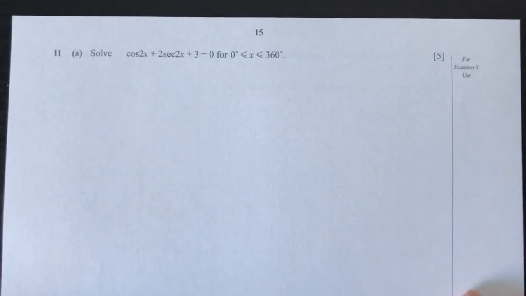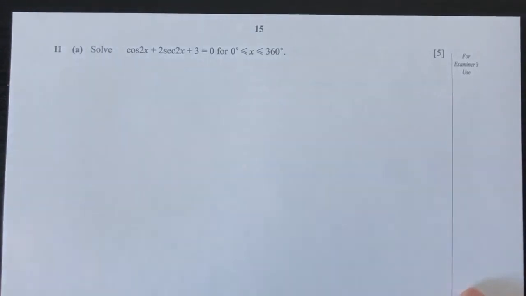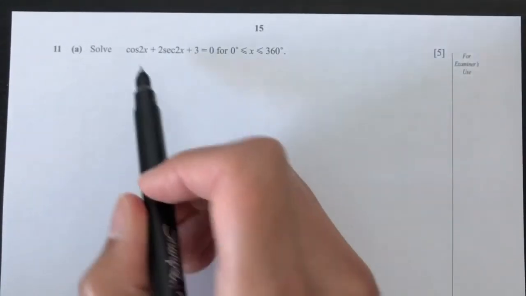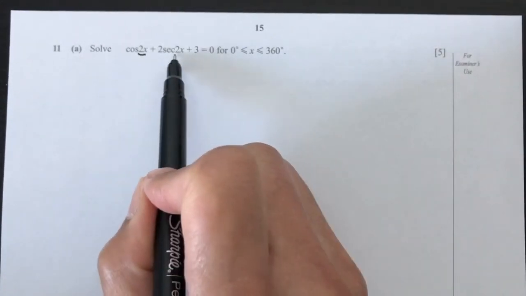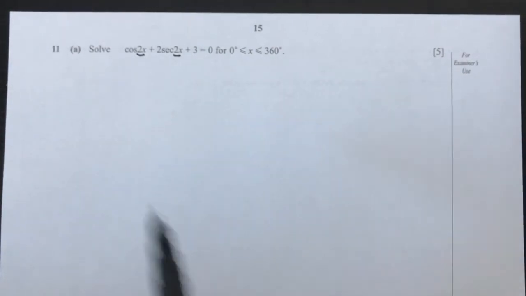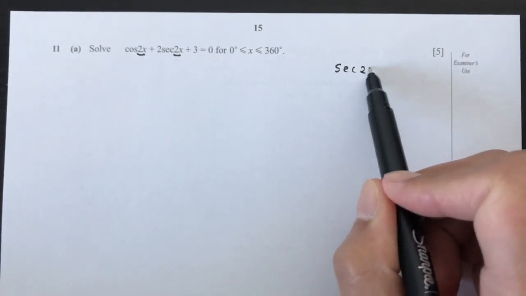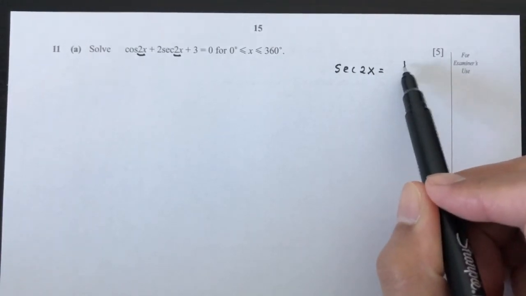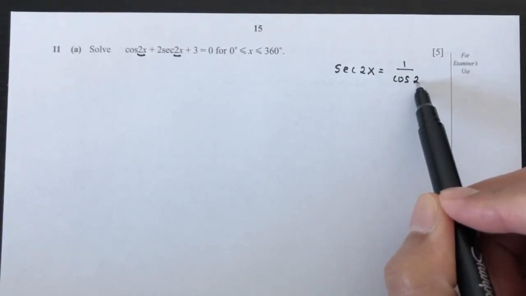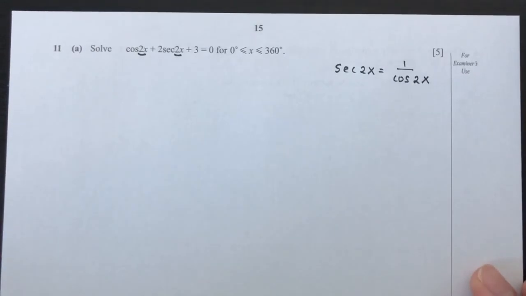Okay, now we have to move on to question number 11. So we have cos 2x and sec 2x equal to this value right here, 0. So the angles are the same, 2x and 2x, that is okay. Now we can see that here we have sec. So what is sec? Sec 2x is equal to 1 over cos 2x. So let's replace the value in your equation.